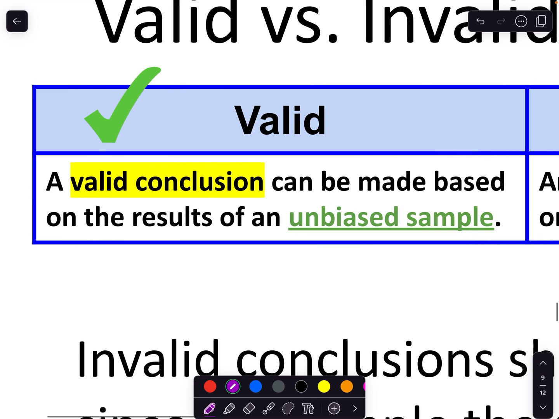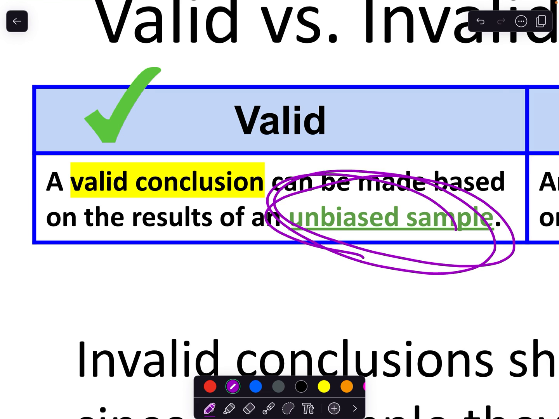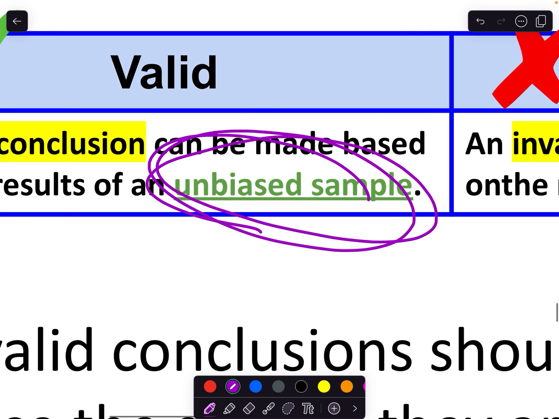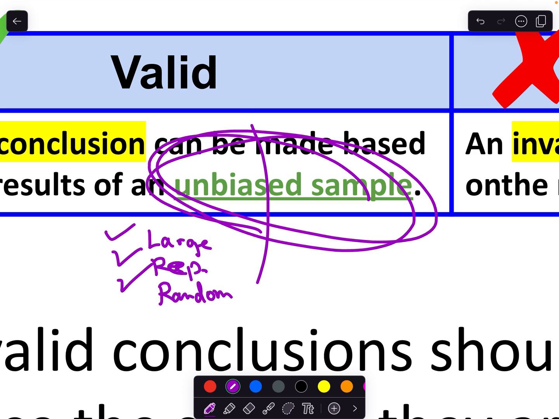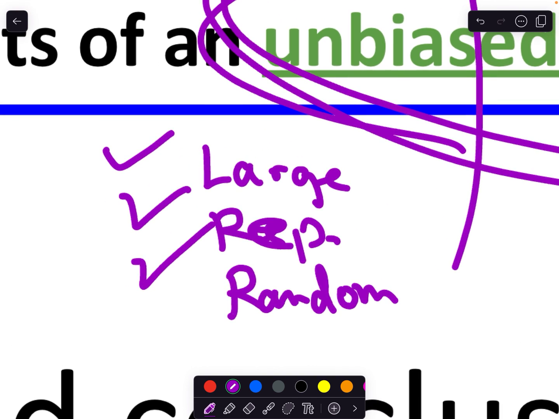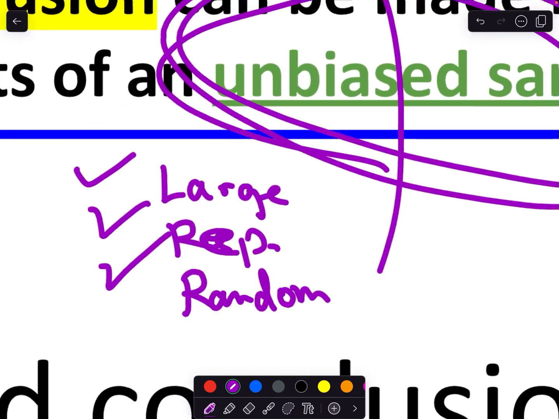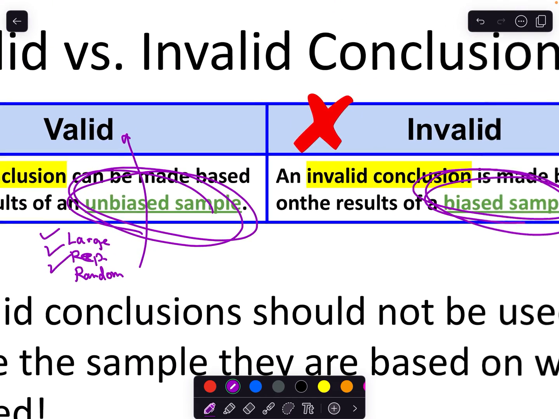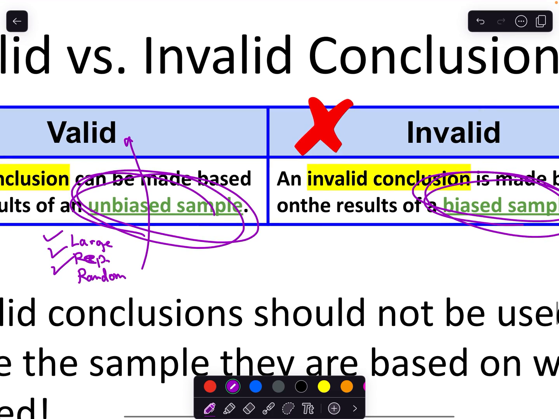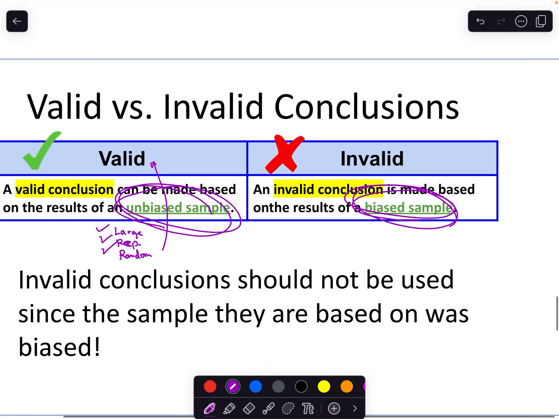You can make a valid conclusion when you have an unbiased sample. So when your sample is large, representative, and random, right? When it's all 3 of those things, you've got a valid conclusion. If there's something missing, you can't really make a conclusion about the population because something is wrong there. So if you made a conclusion, it would be considered invalid and not really applicable. Like you couldn't really make it.